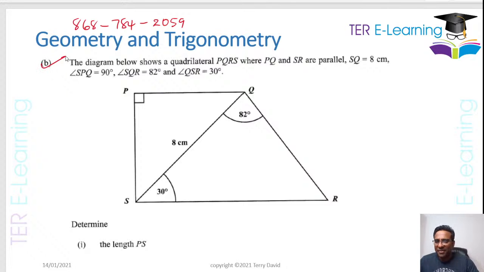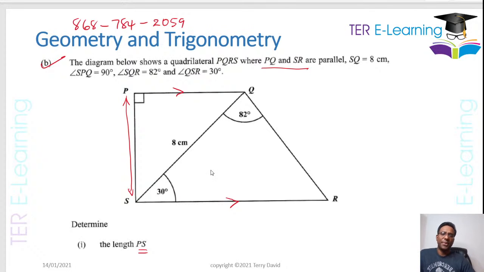So part B of that same question here. We have a diagram. The diagram shows a quadrilateral. A quadrilateral is a four-sided figure. They said that PQ and SR are parallel. So this is PQ and this here is SR. Therefore this quadrilateral that we are talking about here is actually a trapezium. That's what it is. The first part, they want us to figure out what is the length PS. So PS, as this length here, that's what they want.